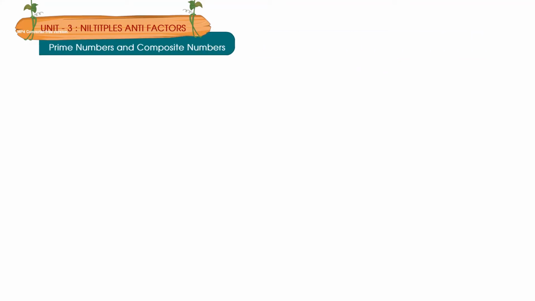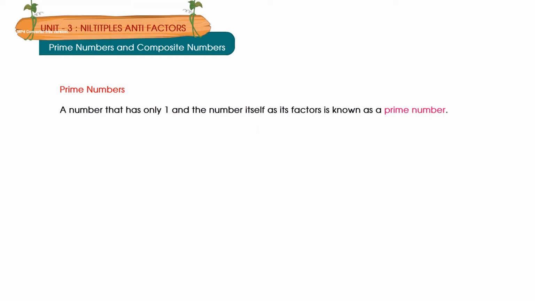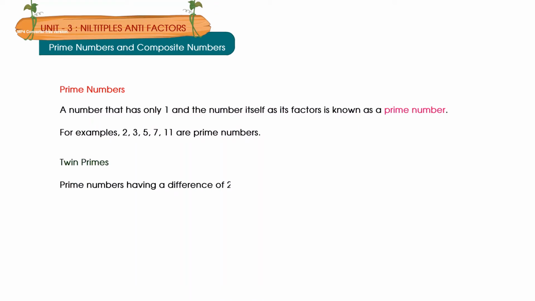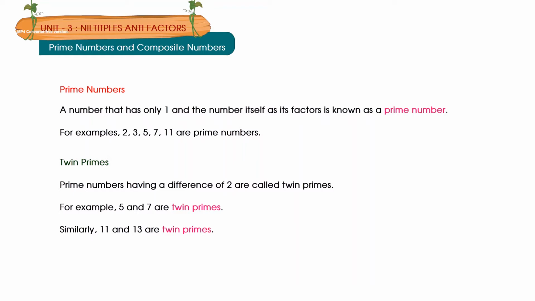Prime numbers and composite numbers. Prime numbers: a number that has only 1 and the number itself as its factors is known as a prime number. For example, 2, 3, 5, 7, 11 are prime numbers. Twin primes: prime numbers that have a difference of 2 are called twin primes. For example, 5 and 7 are twin primes. Similarly, 11 and 13 are twin primes. Can you find out other examples of twin primes?